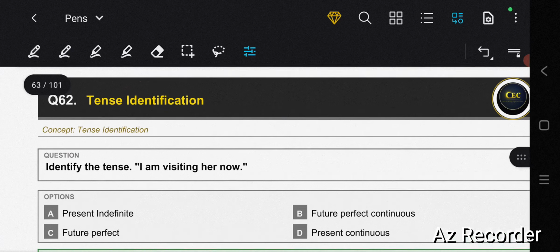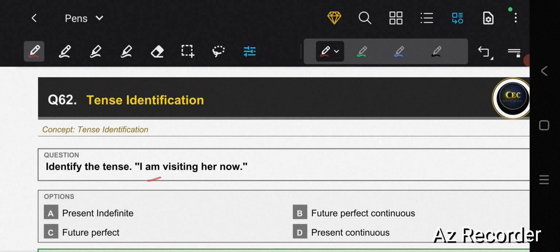And number 62, the question is identification of the tense. I am visiting her now. What is the tense here? "Visiting" means helping verb, be verb, and V1 with ing. So this form of the action shows the progressive formation. Progressive means continuous. So the rest of the 3 options are totally incorrect.